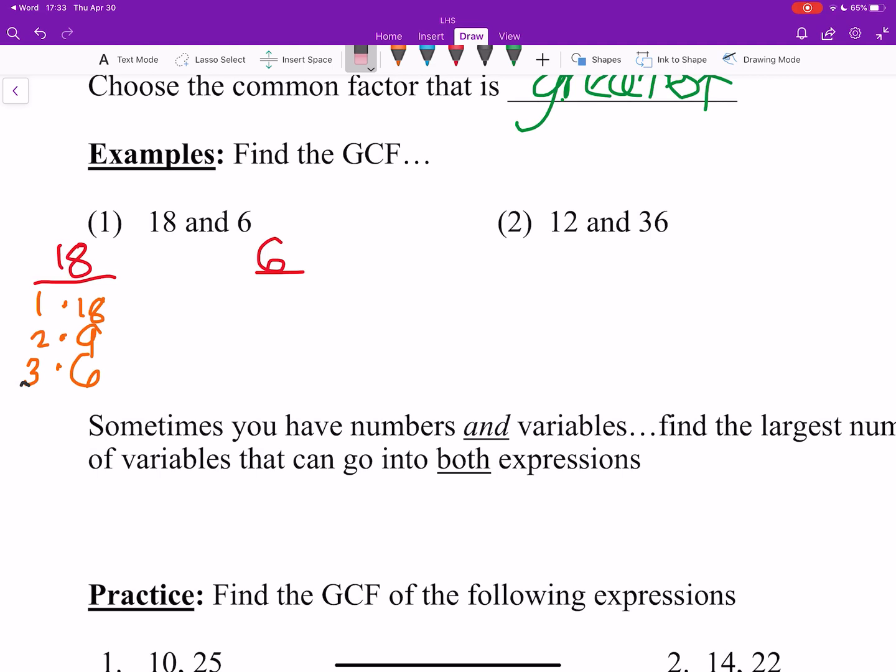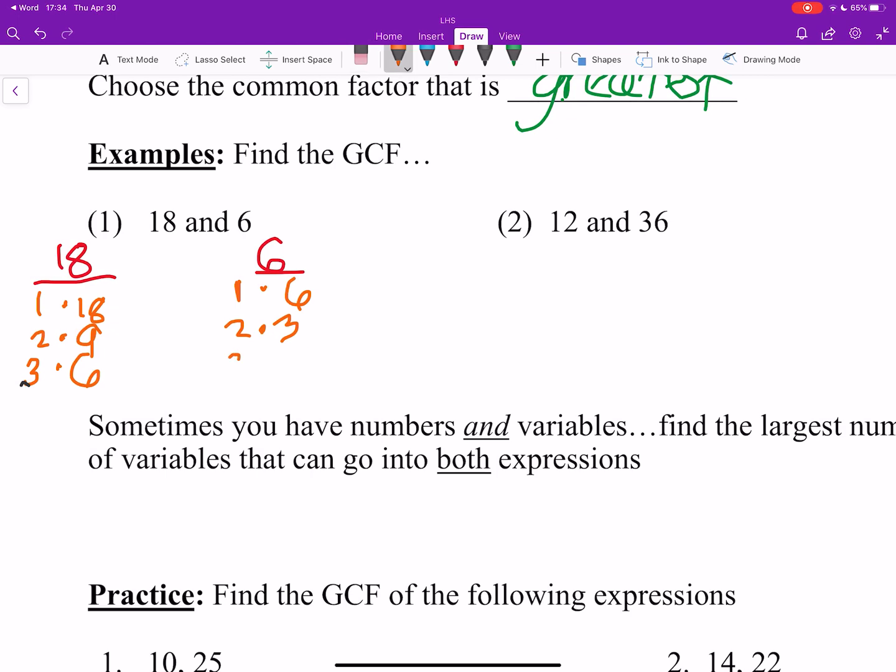So I'm going to do the same thing over here for the number 6. Again, first factor, 1 times 6 gets me 6. The next biggest thing is 2, and I know that 2 times 3 gets me 6. If I wasn't sure, I'd take out my calculator and do 6 divided by 2.